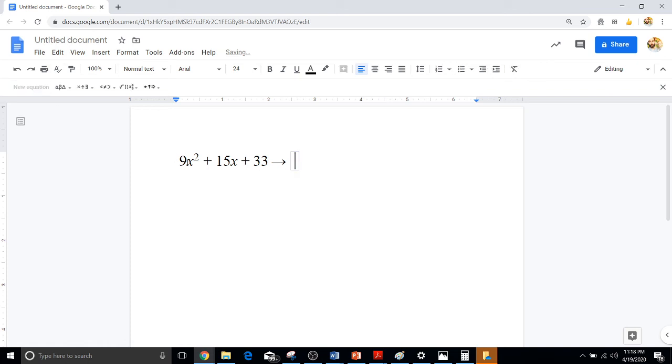All right, well, if we pull out a 3, then let's go ahead and write that 3. Now, what would 9x squared divided by 3 be? Well, if you said 3x squared, you're 100% correct. Positive 15x divided by 3, well, that's just going to give us positive 5x. And of course, 33 divided by 3 is just 11. So plus 11. That, ladies and gentlemen, is the answer.